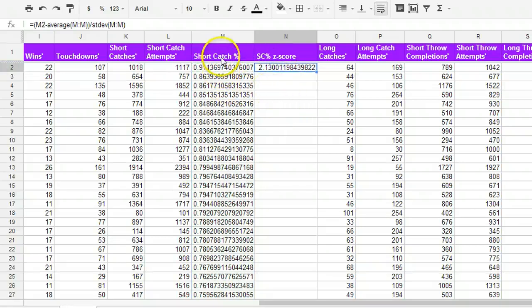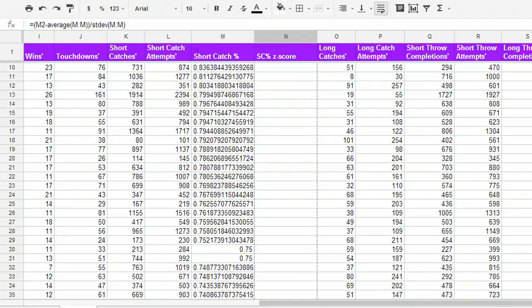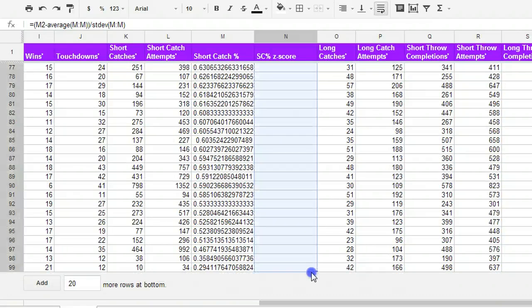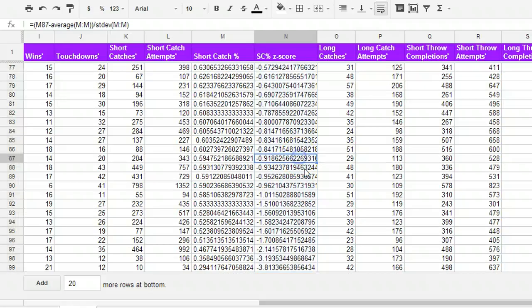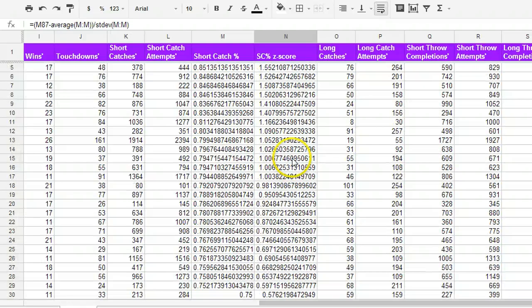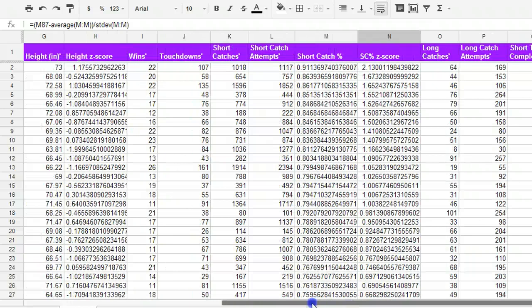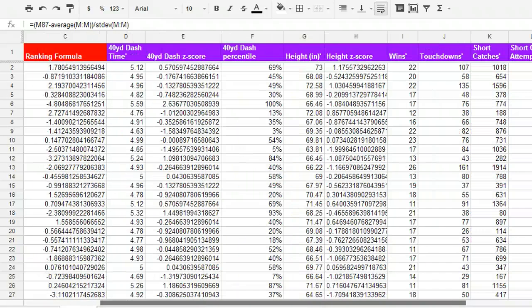Note that if you did want to format your short catch percentage as a percent, you can do that under the format menu, but it does seem to cause some problems with the z-score, so just be careful if you see any of that happening. I took my corner and I'm going to drag my z-scores all the way down, and I could even modify my big formula I had at the beginning to now include my short catching percentage z-score.